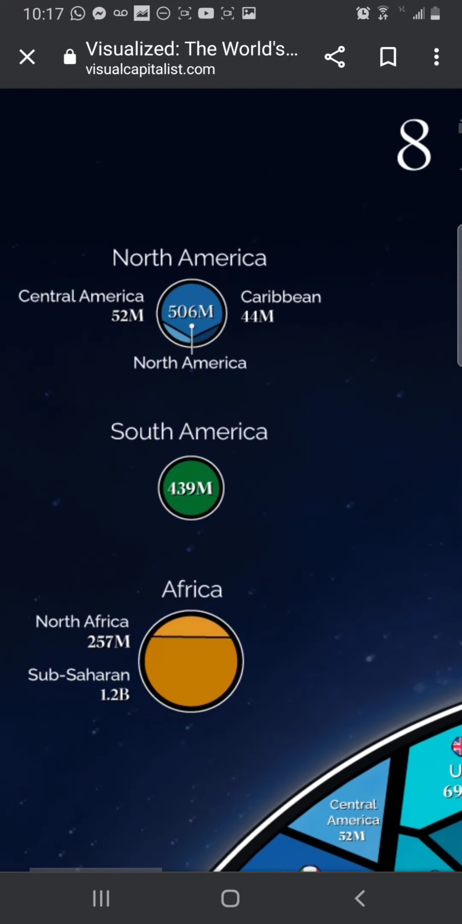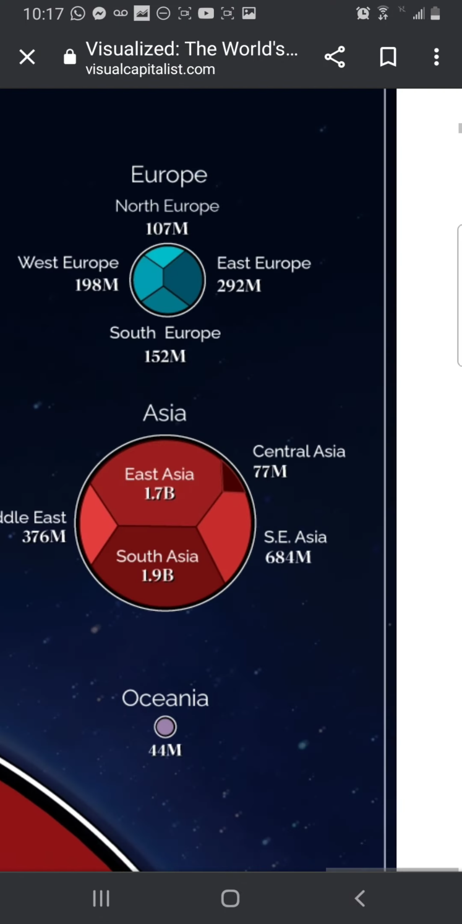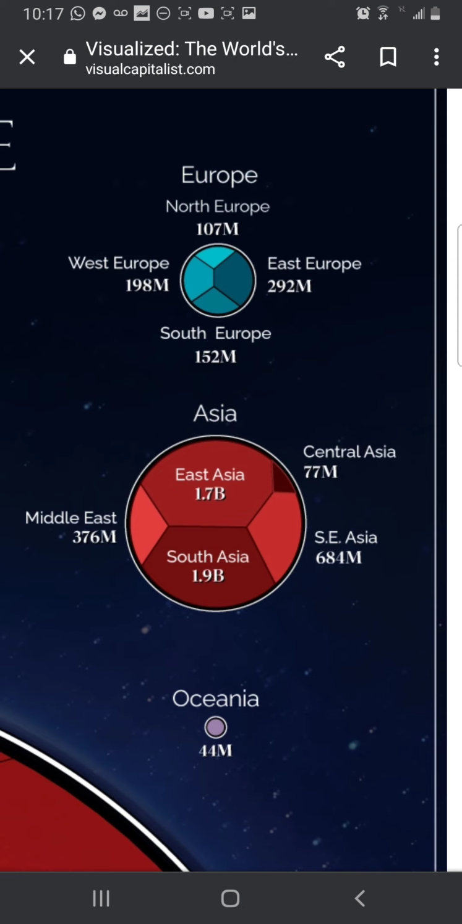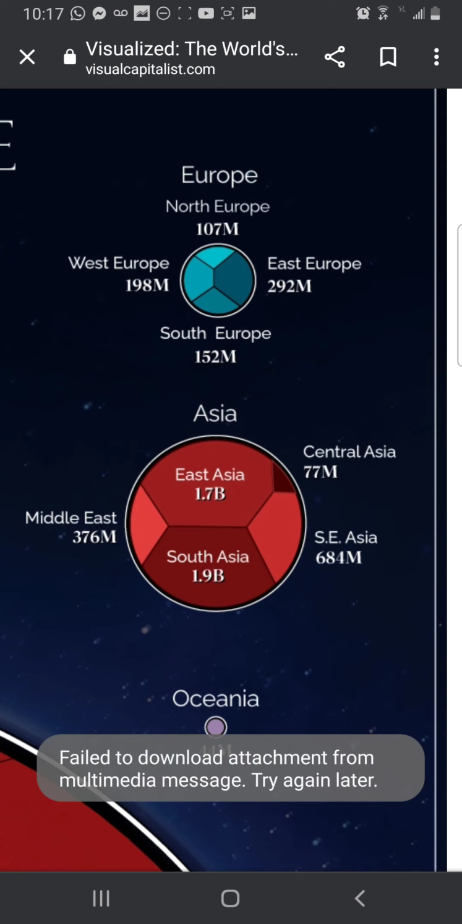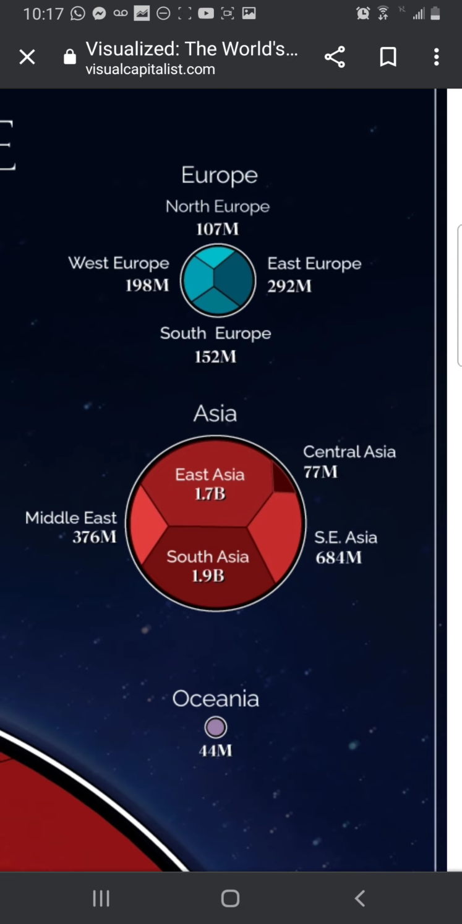Let's move over to the other side of the grid. Europe, you see Europe at 107 million. West Europe 198 million. East Europe 229 million. South Europe 152 million. And then the Asian countries, Central Asia 77 million. Southeast Asia 684 million, almost a billion.